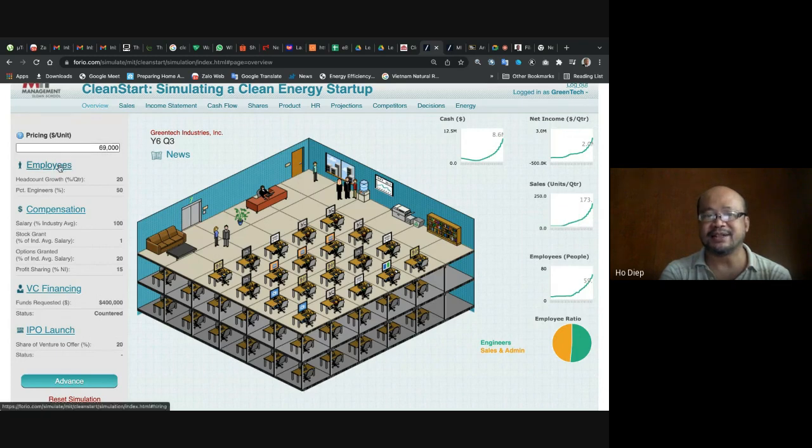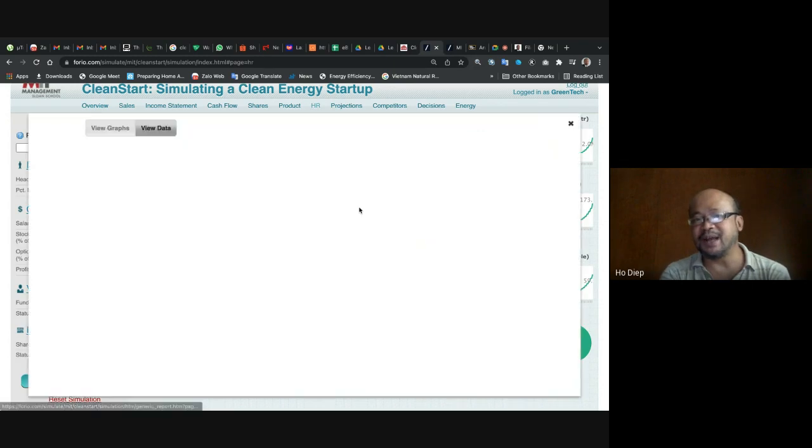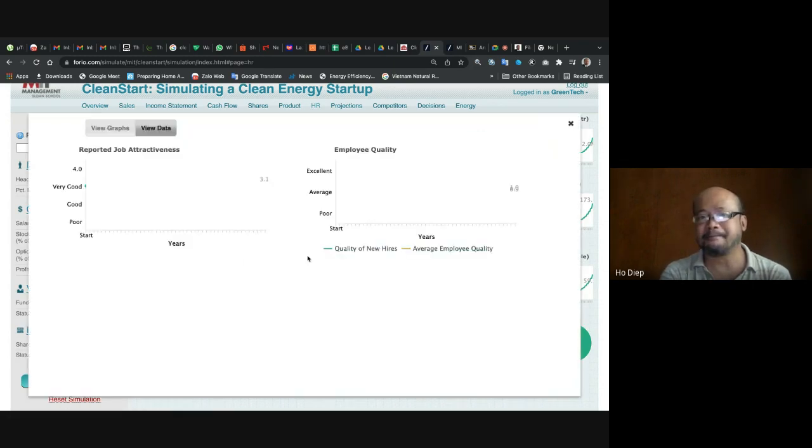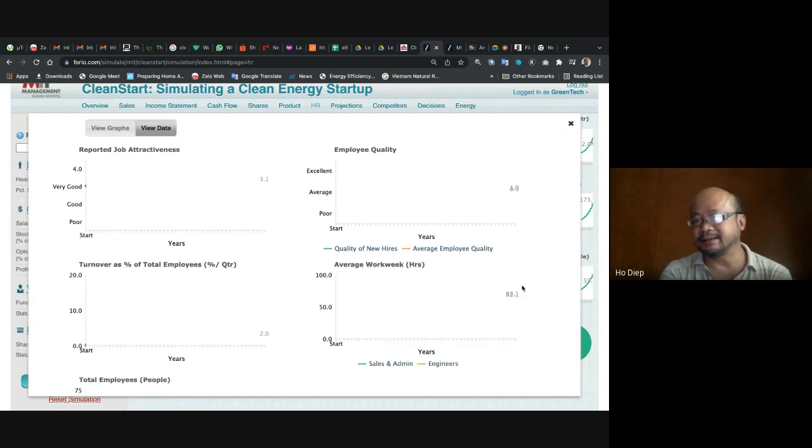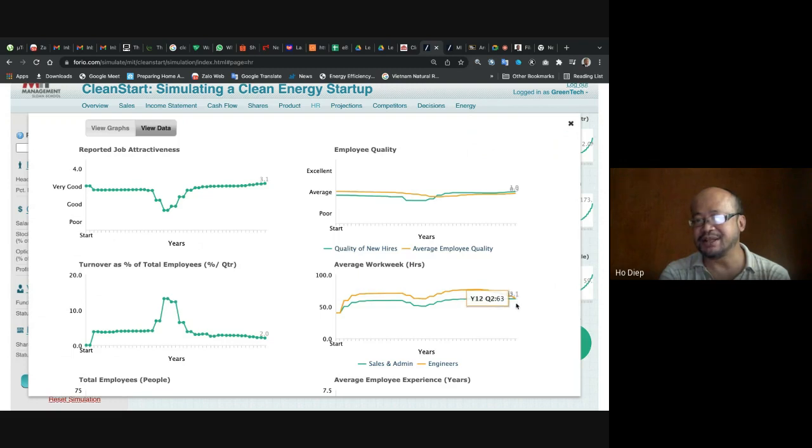So maybe we need to increase the number of hiring as well. Our job prospect is still very high. Our hours per week are still decreasing. Yeah, engineers still decreasing. So it's about right. The number of people lost in terms of turnover is not too high. It's still decreasing, looking good.